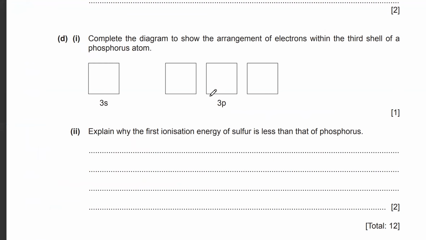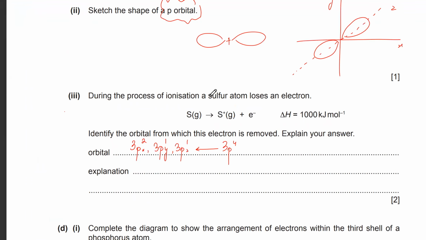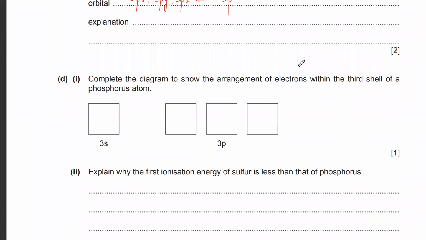So now the next question is, complete the diagram to show the arrangement of electrons within the third shell of a phosphorus atom. Third shell, it was 3s2 and 3p4. So that meant one electron each, and then the first one would be paired. Okay, so the electronic configuration was 3s2 and 3p4.